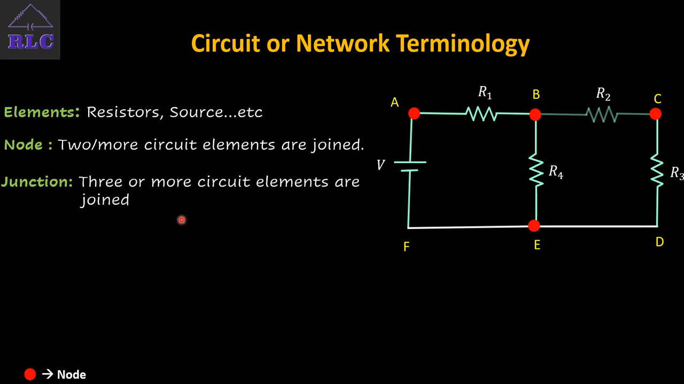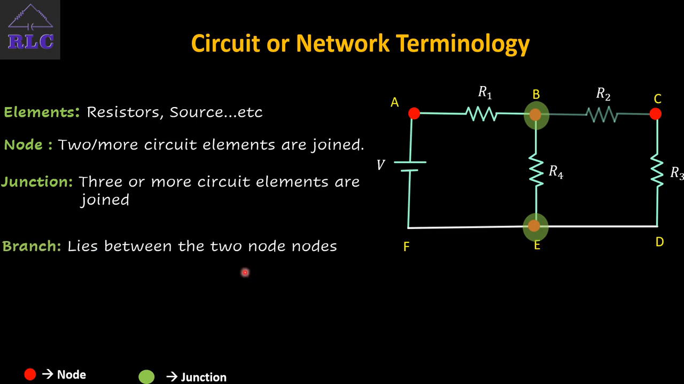Next, junction. Very important. A junction is where three or more circuit elements are joined or connected. See node A, that is this point, cannot be a junction because it consists of only two elements. We can say B is a junction because all three elements are connected. It's more than two elements, right? C cannot be a junction because it has only two elements. So E is a junction. I'm going to take D, E, F as common, so the voltage source, R4 and R3 are connected. So E is a junction.